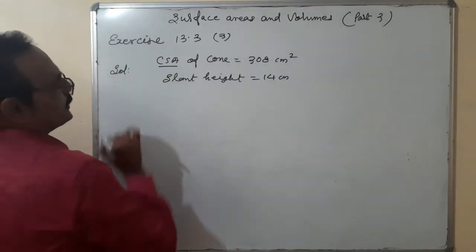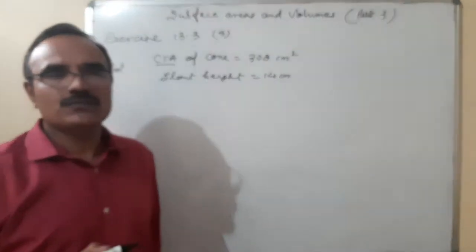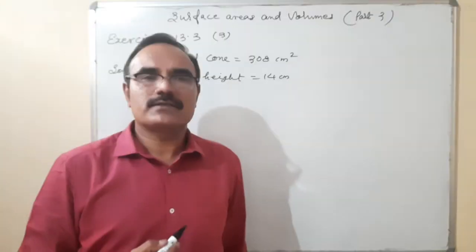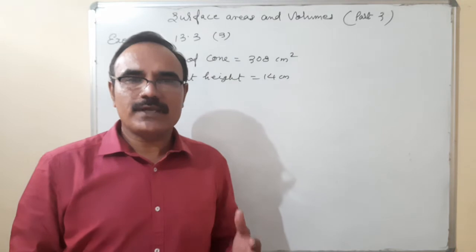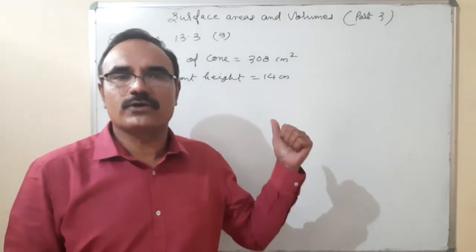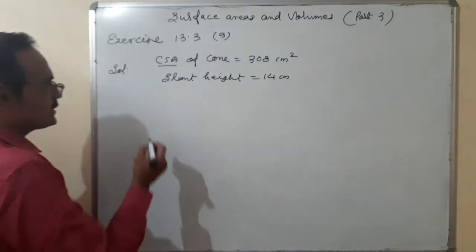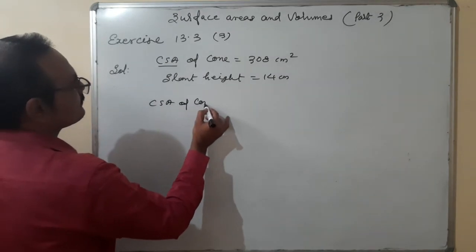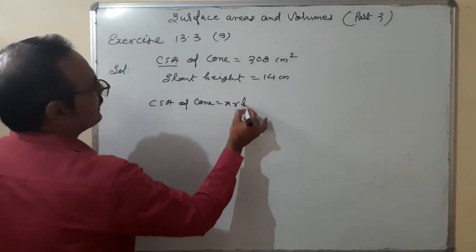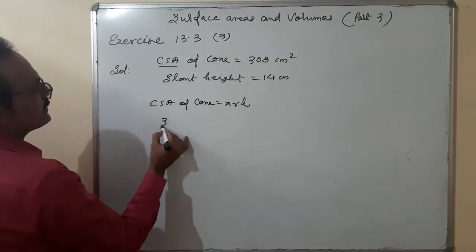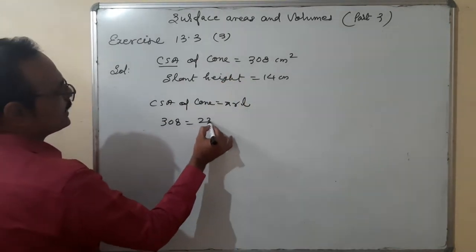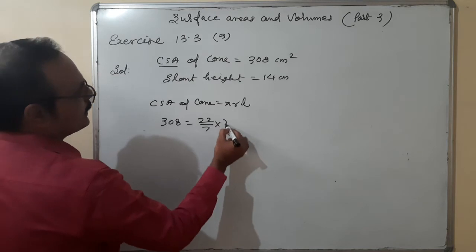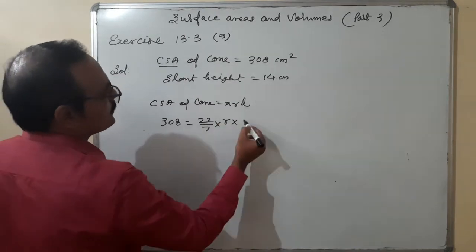CSA of cone is given. If CSA of cone is given, that means which formula should be applied here? CSA or TSA? Definitely we have to use CSA because CSA is already given. So we'll use here CSA of cone is equal to pi r L. CSA 308 is equal to pi 22 upon 7, radius we don't know, slant height is given 14.